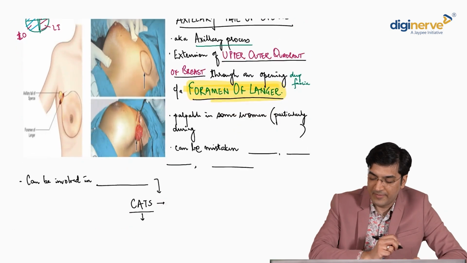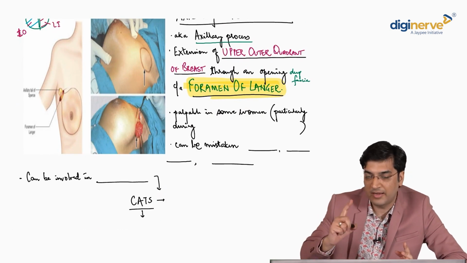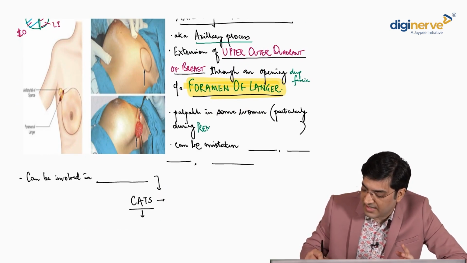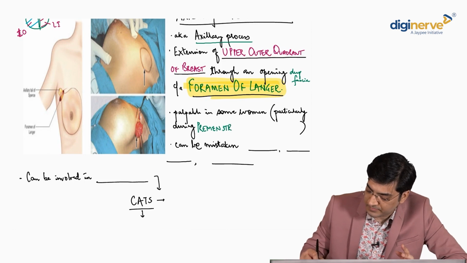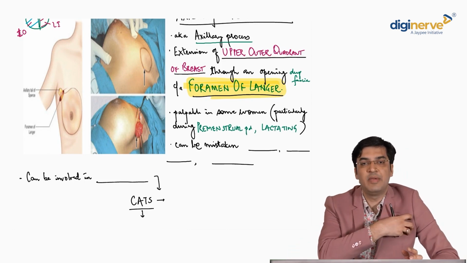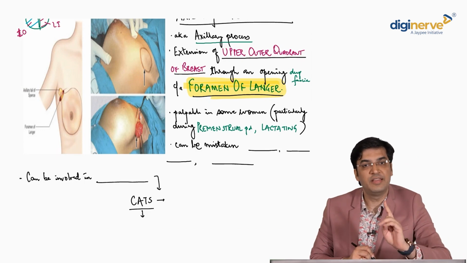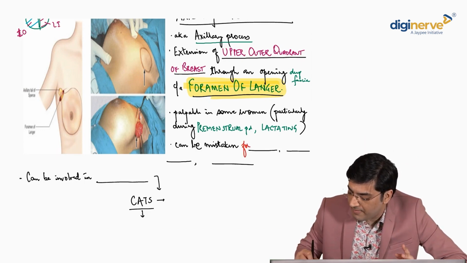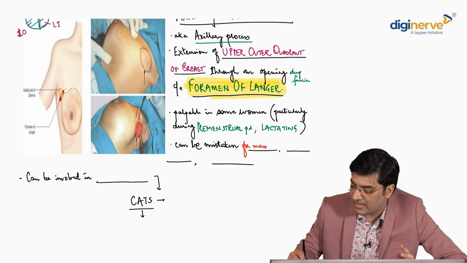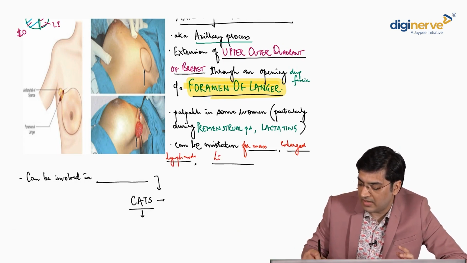All right. Next point. It is palpable in some women, not in every woman. It is palpable in some women, particularly during 2 times. That is when she is in her premenstrual period or she is lactating. That is when it becomes prominent and it can be palpated. But please remember one thing, that as it can be palpated during these times, it can be mistaken for a mass, it can be mistaken for an enlarged lymph node, it can also be mistaken for a lipoma.